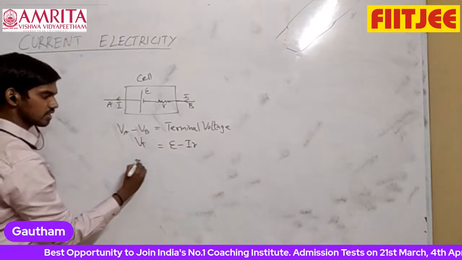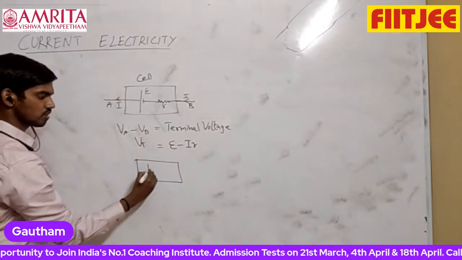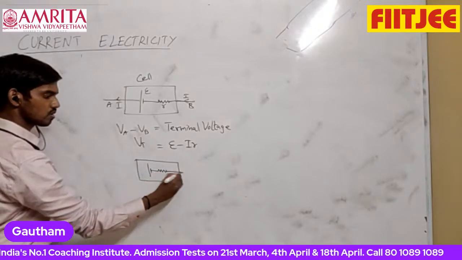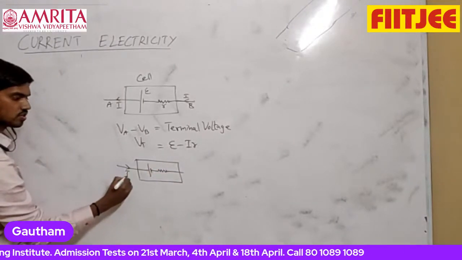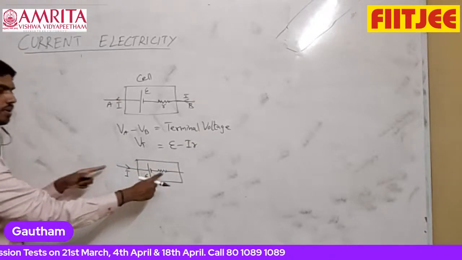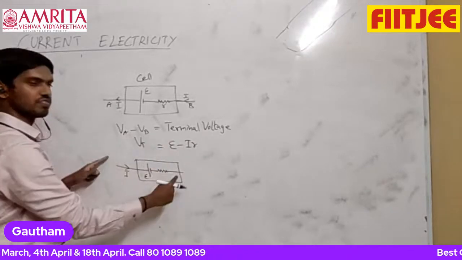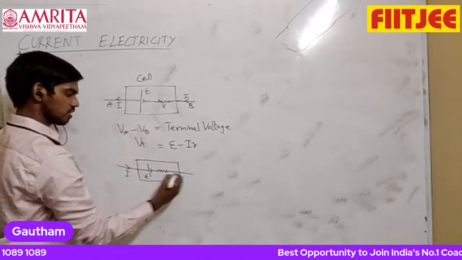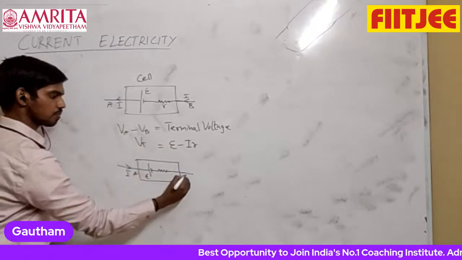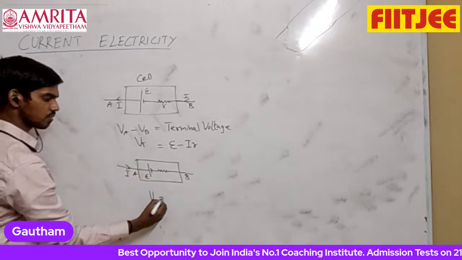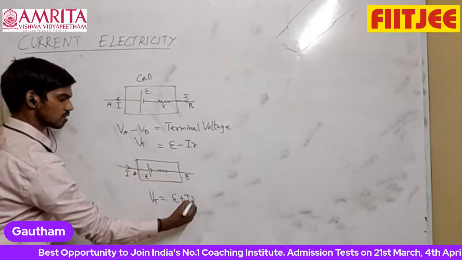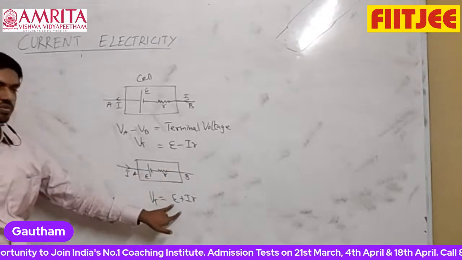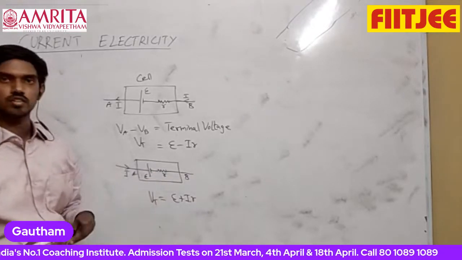If current is entering the positive terminal of the cell, like this, why is it entering like this? Maybe some other battery with bigger EMF is connected to this. That battery is creating current through this cell. In that case, if you want to find VA minus VB, the terminal voltage will be equal to E plus I into R. E is the EMF of the cell. R is the internal resistance of the cell.